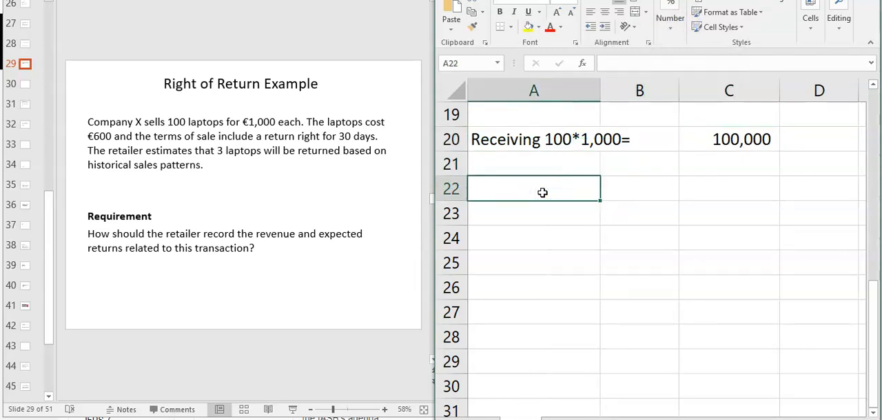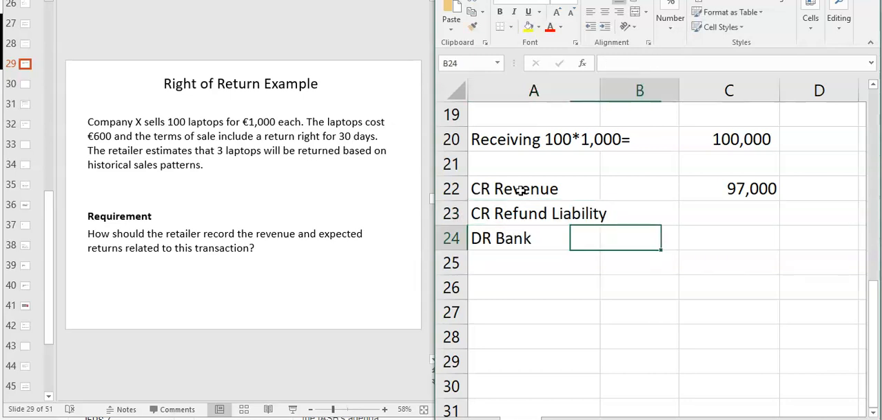But of that, be careful, you're going to credit revenue 97,000. You're going to credit revenue for the 97 laptops that you expect not to be returned. You're then going to credit what they call a refund liability. That'll be a current liability, and you'll debit bank the 100,000.